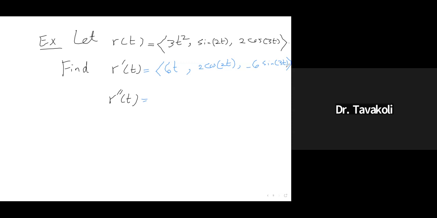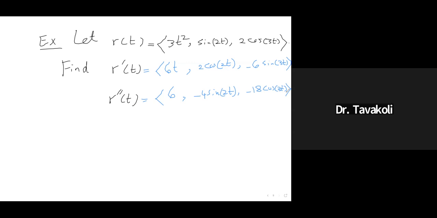To find the second derivative, the derivative of 6t is 6. The derivative of 2 cosine 2t is minus 4 sine 2t. And the derivative of minus 6 sine 3t is minus 18 cosine of 3t. Each of these components are calculus 1 type functions that you have seen, and how we differentiate these functions.